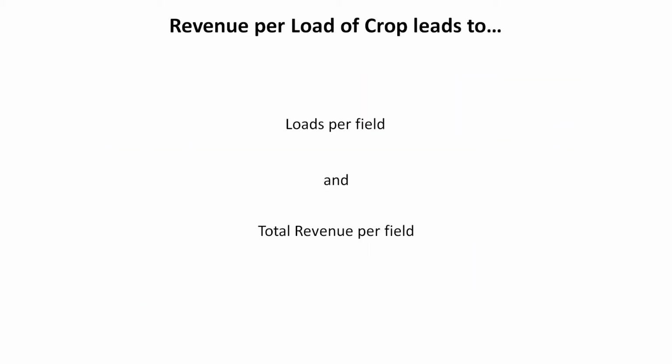So revenue per load of crop leads to loads per field and total revenue for a field. Now remember, the prices I showed were just for one tipper load. Everyone who's played the game knows that you often are going to need more than one tipper load to completely harvest a field, right? Some fields are bigger than others. Some tippers are bigger or smaller than others. You're going to need more than one tipper to clear the field.